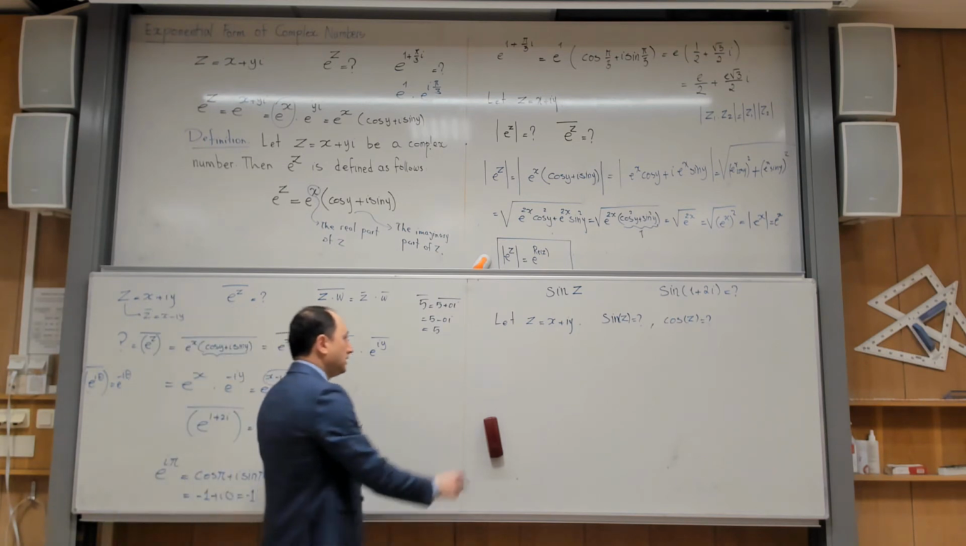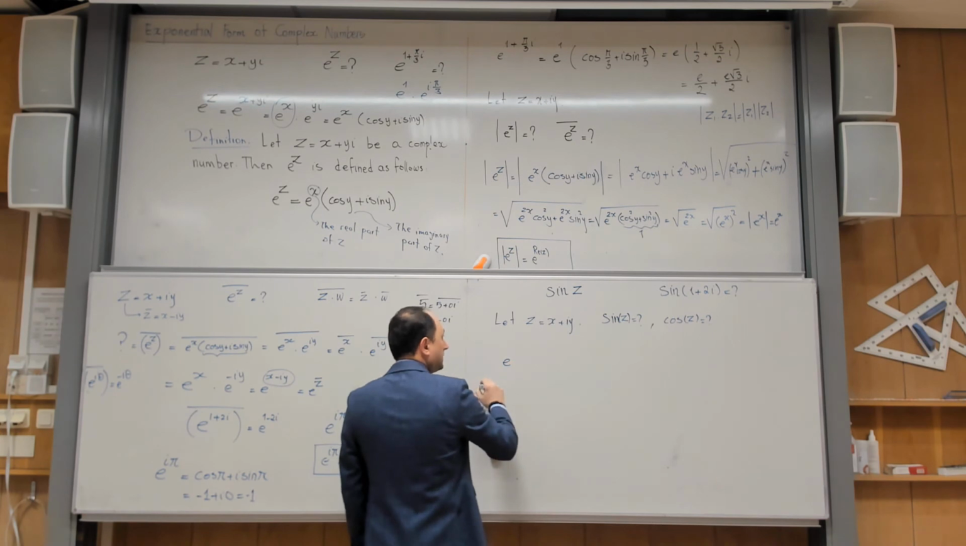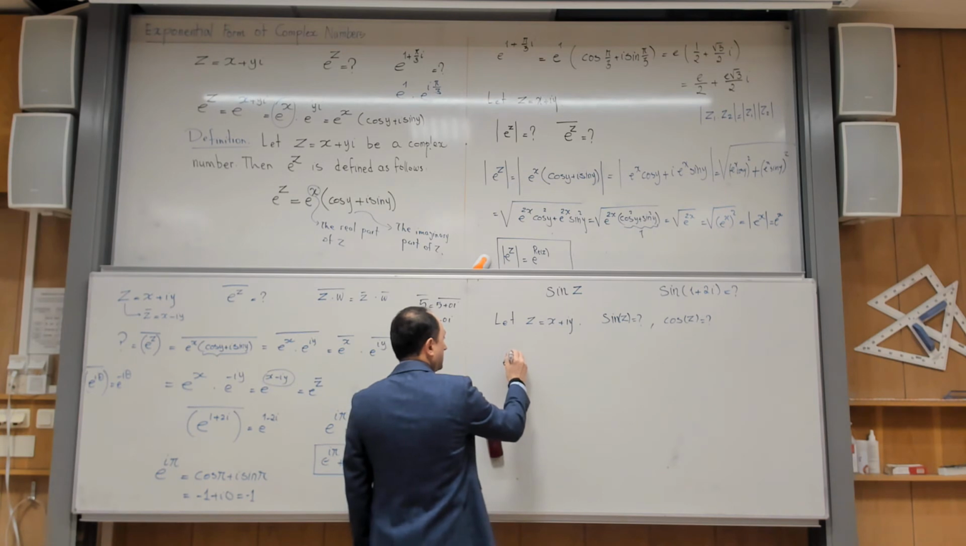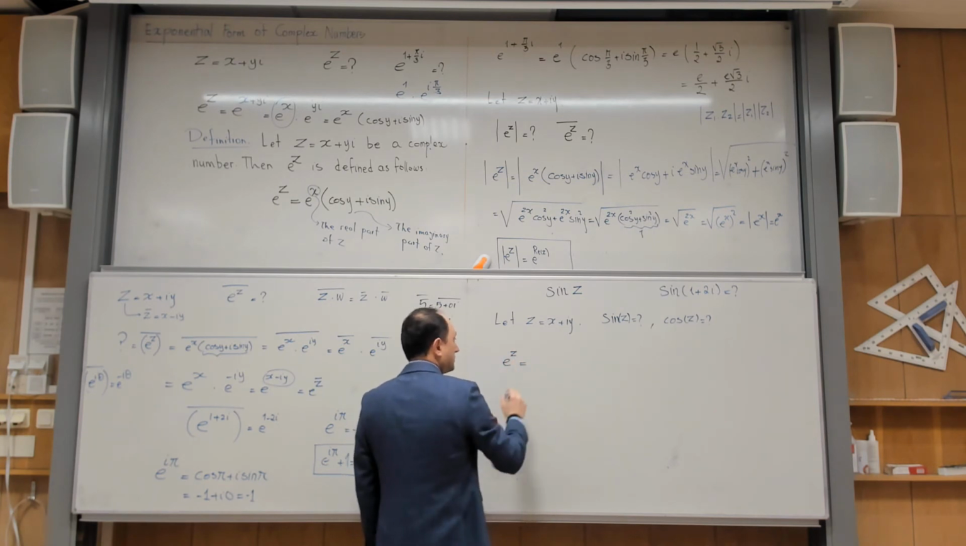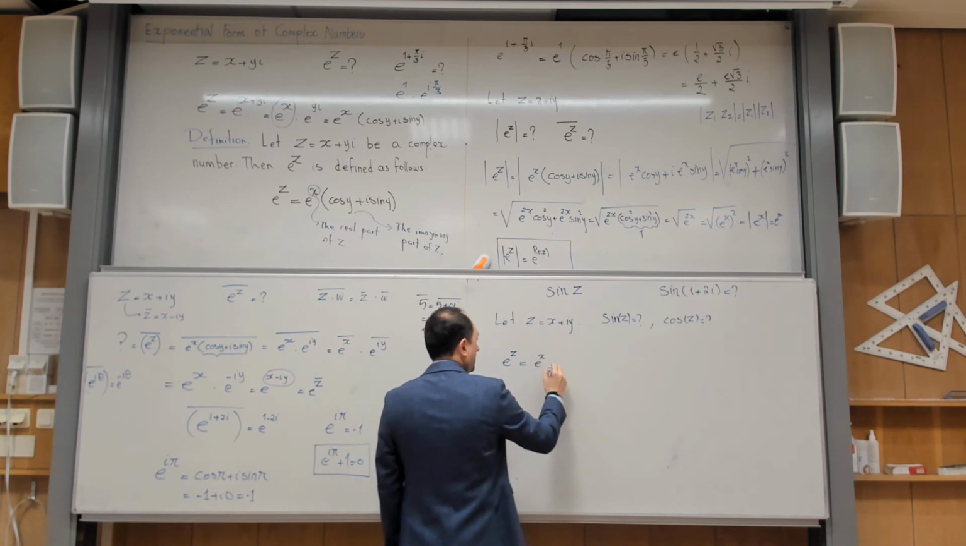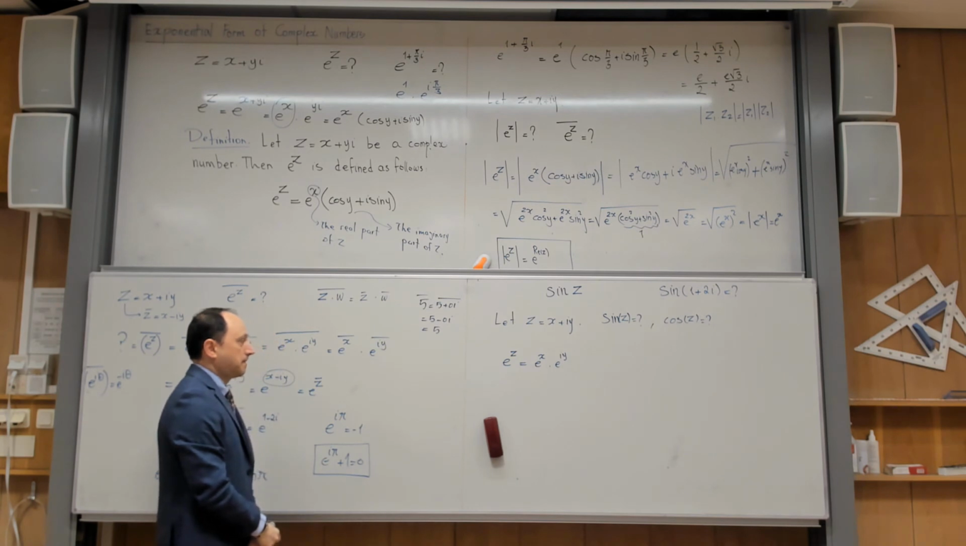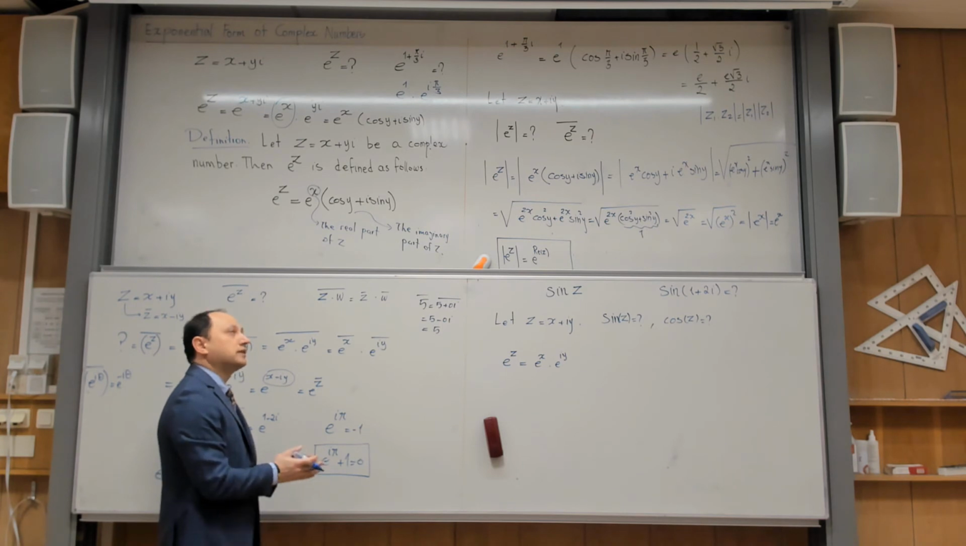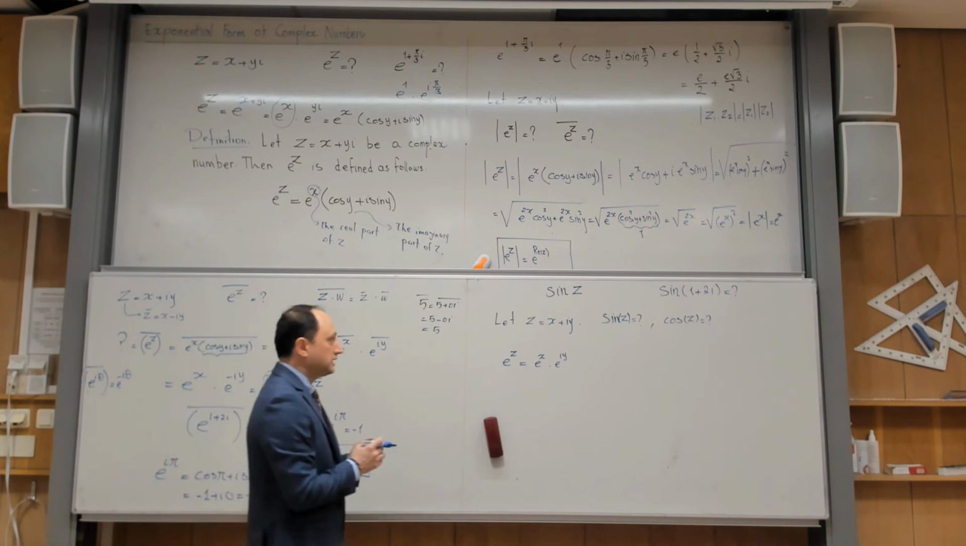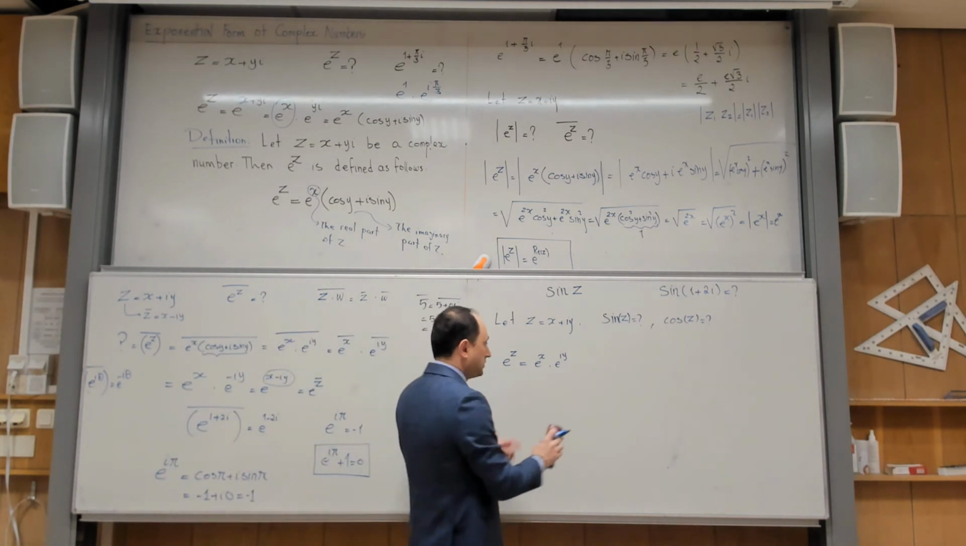So for example, we just learned that e to power z is equal to e to power x times e to power iy. We just learned that, yes? No, it's not working in this way. Let me think. Okay, no, this is not the logic. Okay, so the same is that.